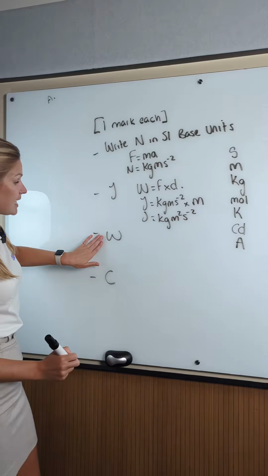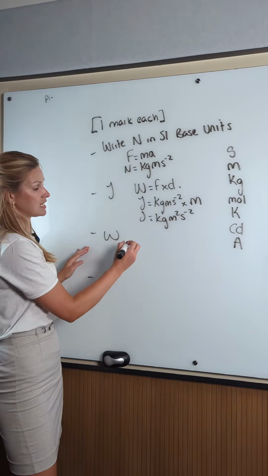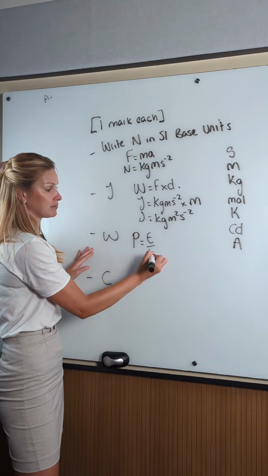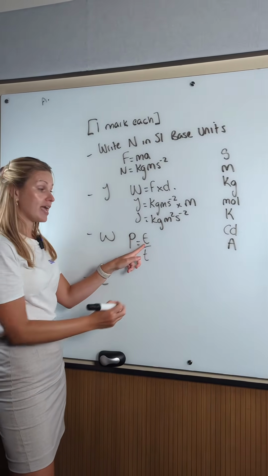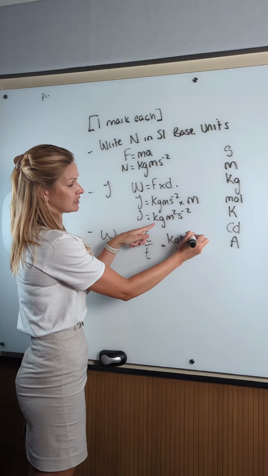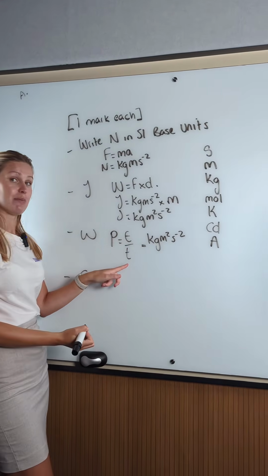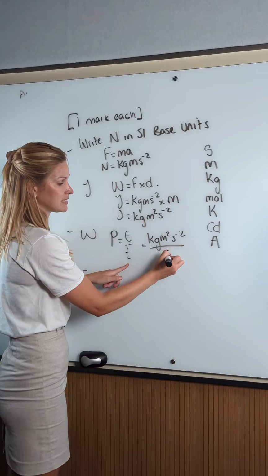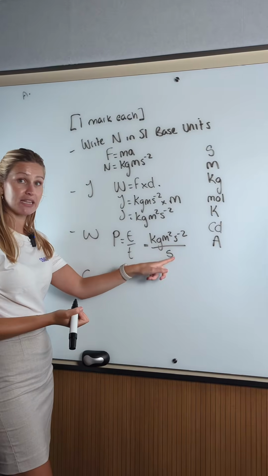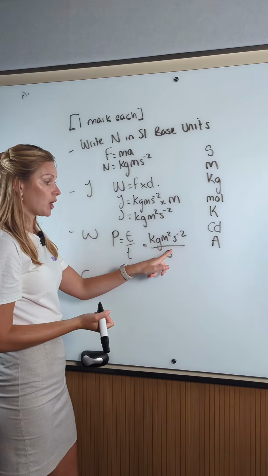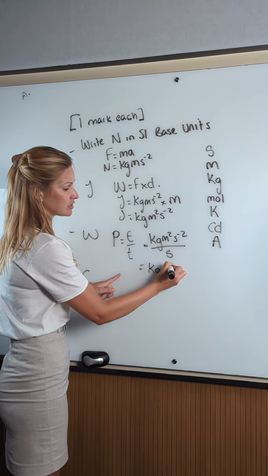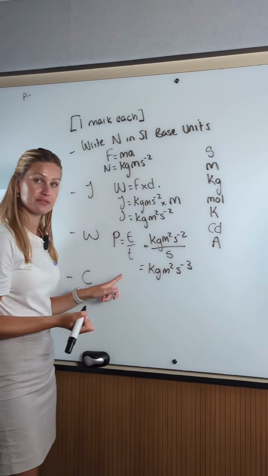Okay, next one then is watts. So watts is my unit of power. So power is energy divided by time. So I need to know what my SI units are for energy. I've just calculated that here: kg m squared s to the minus 2. I want to divide it by my time, and time is always measured in seconds. And the rule for indices again is when you divide them, you subtract the powers. I do minus 2 minus 1. So that's why I'm going to get kg m squared s to the minus 3.